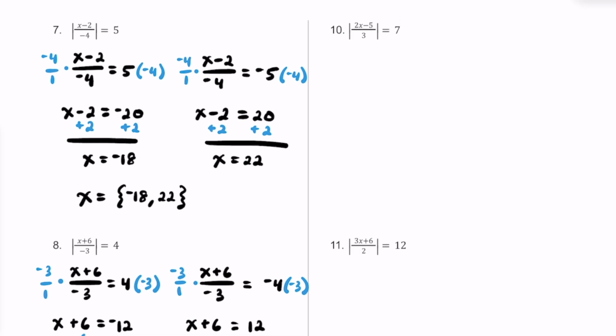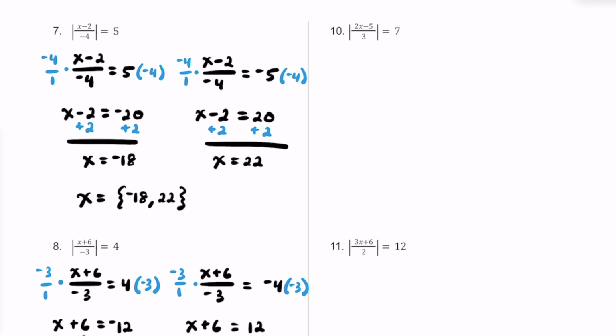Let's try another one together. For number 10, we have the absolute value of this 2x minus 5 over 3 is equal to 7. So notice how the coefficient for x is a different number, which is going to require just a little bit more work here, but not too much. So our first scenario is 2x minus 5 divided by 3. Let's see when that's going to be equal to 7. And our second scenario is going to be this 2x minus 5 over 3, and see when that's going to be equal to negative 7.